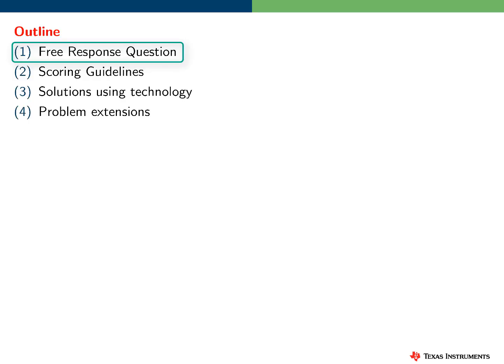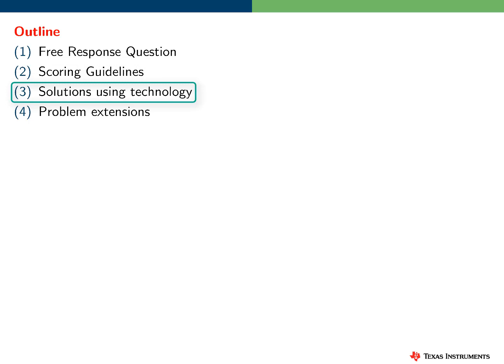Here's an outline of the information presented in this video. I'll start by reviewing the free response question, and then the scoring guidelines used at the AP Calculus reading. I'll focus on the solutions presented in these guidelines, not how the points were awarded. Now, even though this question was not calculator active, I'll consider some solutions using technology. Using technology to solve these problems, numerically and/or graphically, can provide additional understanding and comprehension of some important calculus concepts.